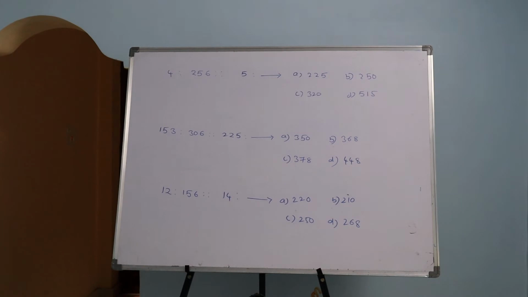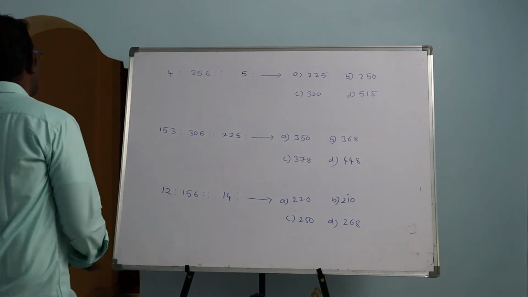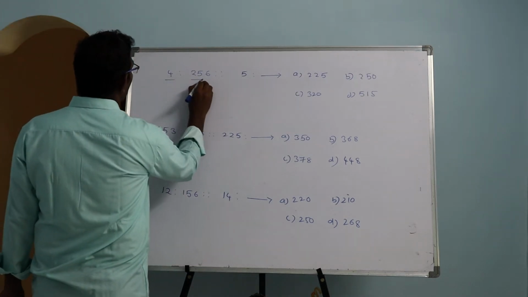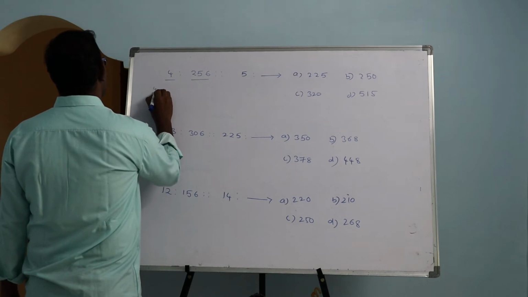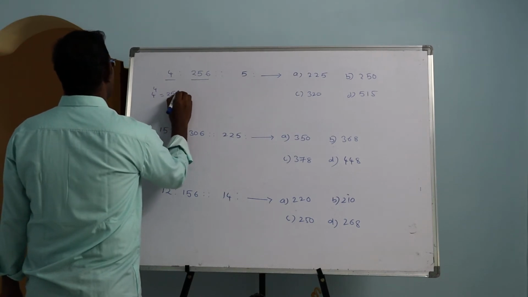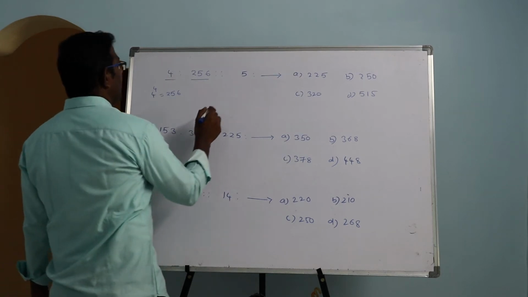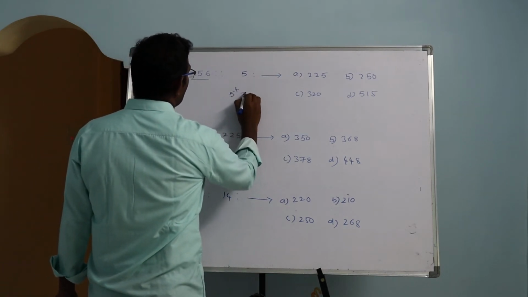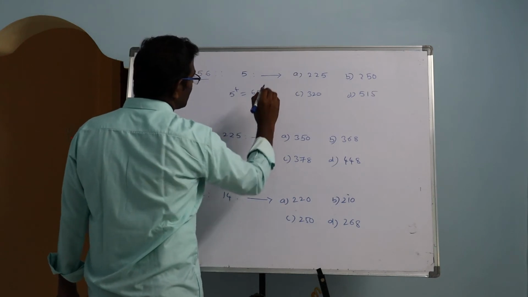We can do a problem. What is the relation between 4 is 256 as 5 is dash? Is there any relation between 4 and 256? Sir, it is a power of 4. 4 to the power of 4 means how much? 256. In the same way, 5 to the power of 4, how much, sir? Our answer goes to 625.